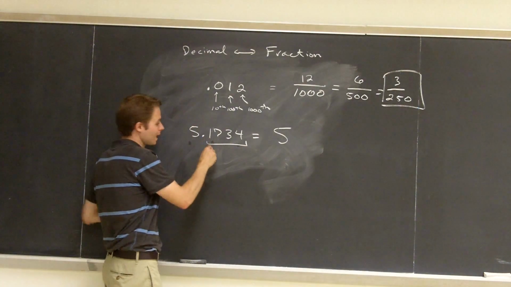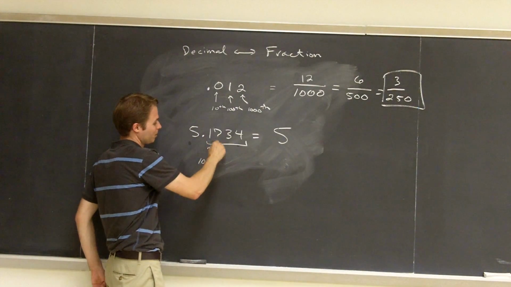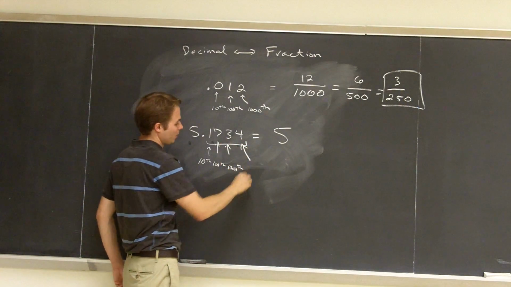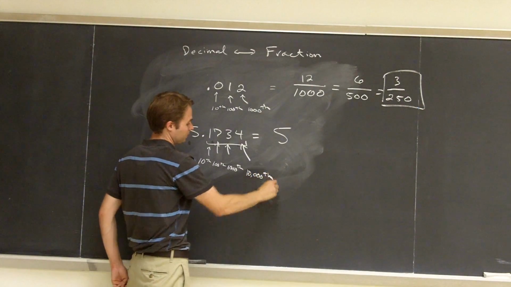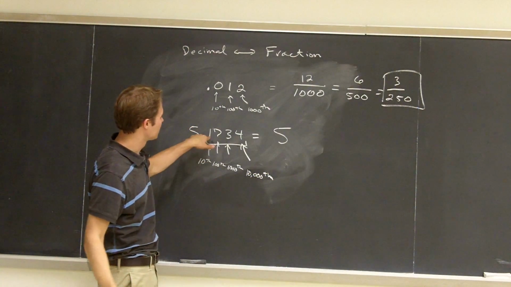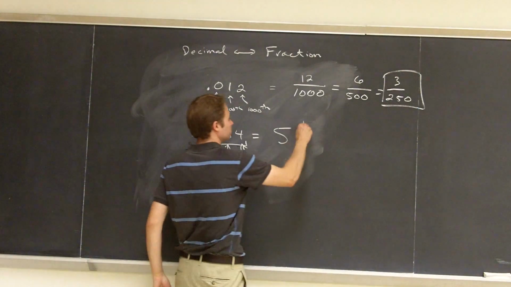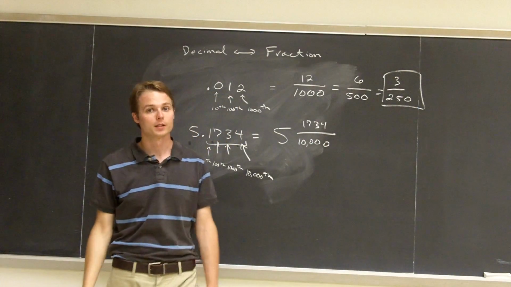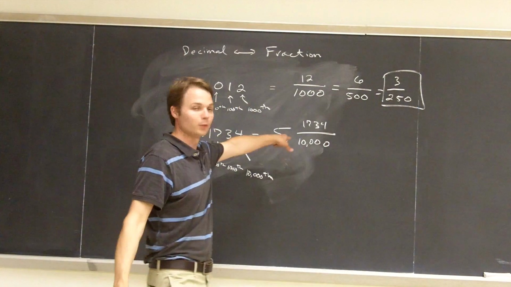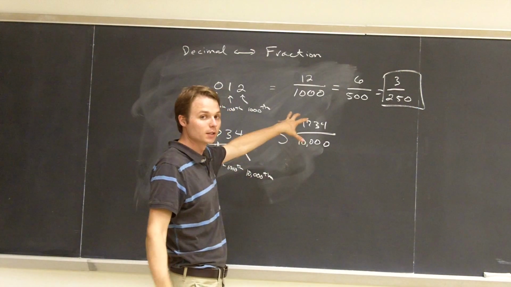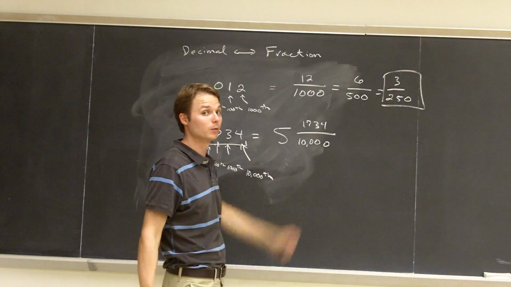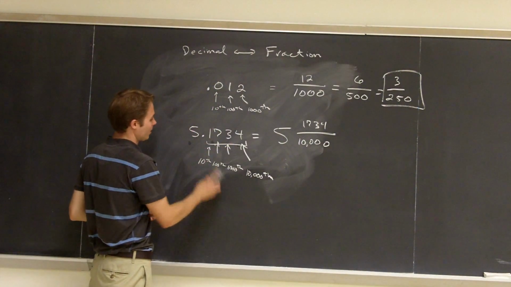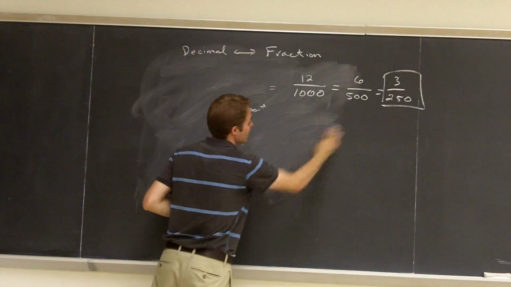Well, again, this goes to the 10th place, the 100th place, 1000th place, but here we actually make it all the way out to the 10,000th place. So all we have to do is take 1,734, and then divide it by 10,000. Now this will reduce. I'll let you do that on your own. This is the way to get into the fraction form to start with. Then of course you can reduce afterwards. Now of course not all of these will go all the way out this far. You might have some of these that just go out to maybe the 10th place.